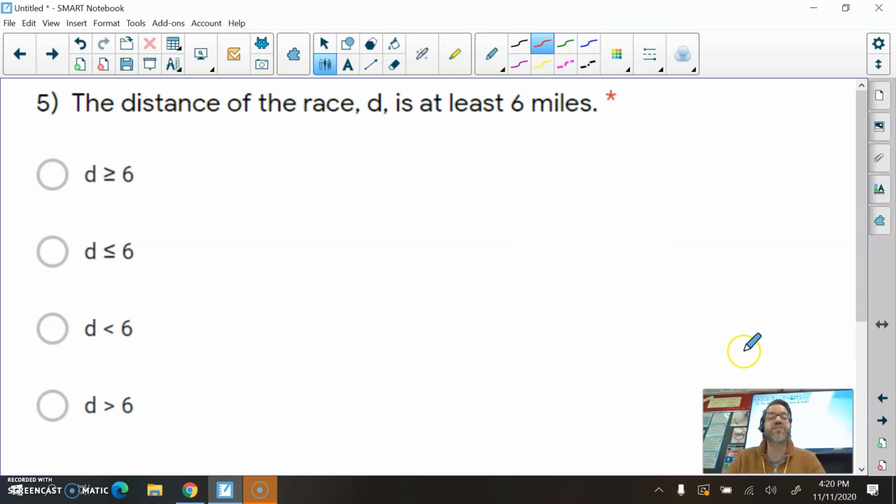Number 5, the distance of the race, D, is at least 6 miles. So it might be exactly 6 miles, right? If it's at least 6 miles, it could be 6 miles. But if it's at least 6 miles, it could be more than 6 miles also. That's an up arrow to show more than. So it has to be greater than or equal to 6, the distance, which is this one right here. The distance is greater than or equal to 6.